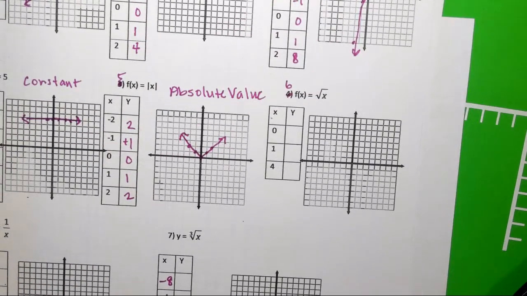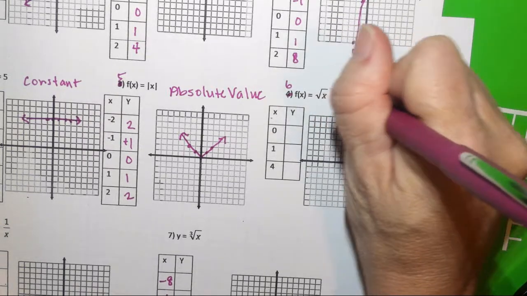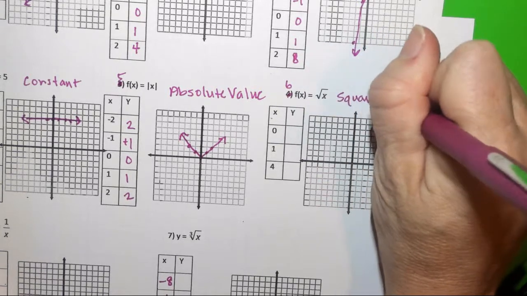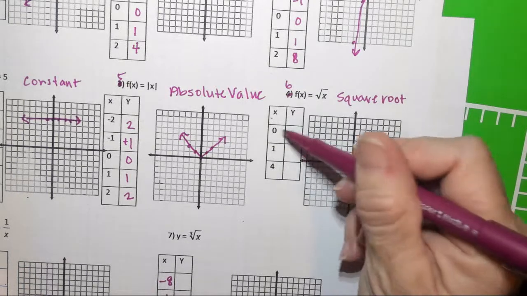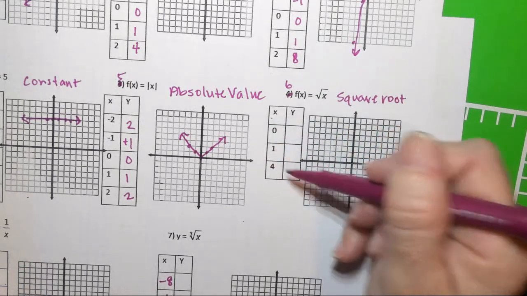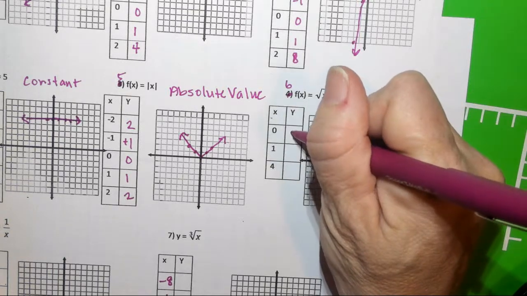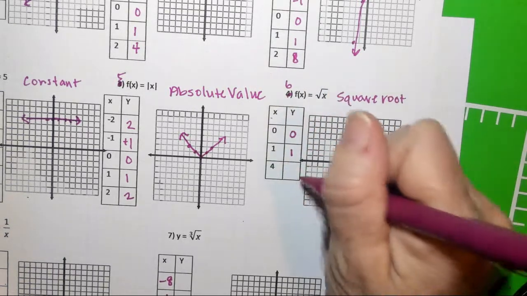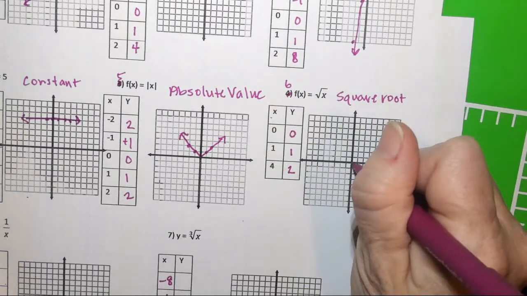Number 6. What do you think this one's going to be called? It's our square root function because of the square root sign. And as you plug in your t-table in this one, we're going to use 0, 1, and 4 because those are perfect squares and they're going to be easier to graph. So the square root of 0 is 0, square root of 1 is 1, and square root of 4 is 2. So we're going to graph those.